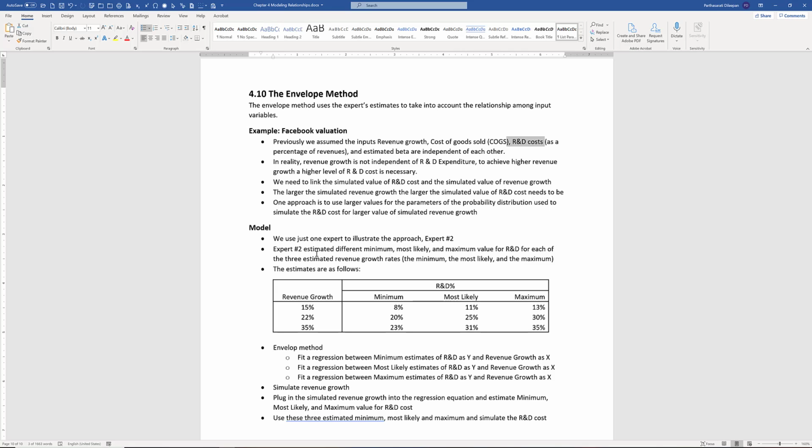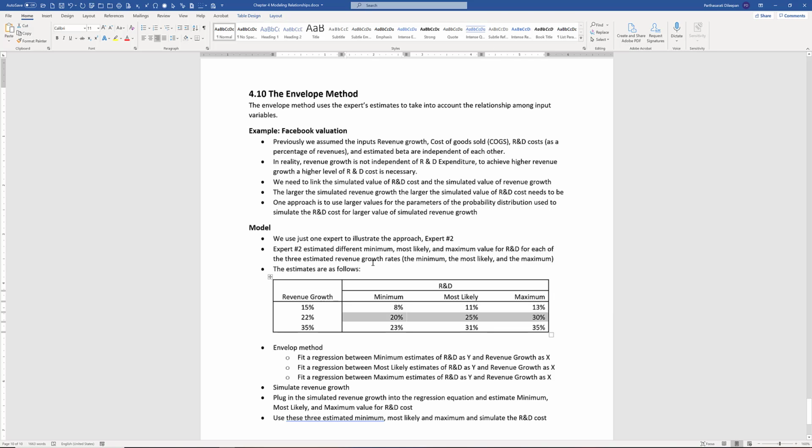So to keep it simple, we are just taking one expert. Let's take expert number 2, for example. Expert number 2 in the original example had three estimates for revenue growth: the minimum, most likely, and maximum. And independent of this, expert number 2 had estimates for R&D cost. That should be R&D cost 20%, 25%, and 30%. That was the original estimate.